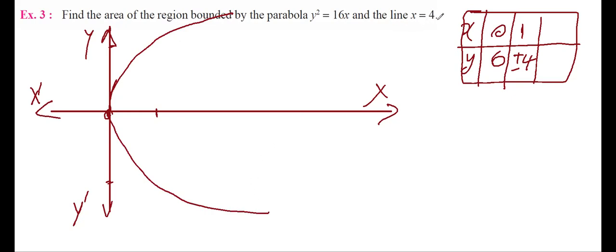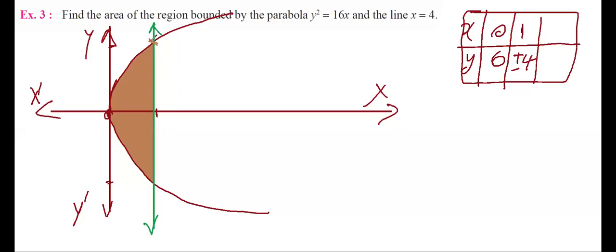Then the line x is equal to 4. So I am going to have the line x is equal to 4 like this. So find the area of the region bounded by the curve y square is equal to 12x and this line. It means which area do I need to find? I need to find this area, both this and this. Understood? Okay. Next, how will you do this?